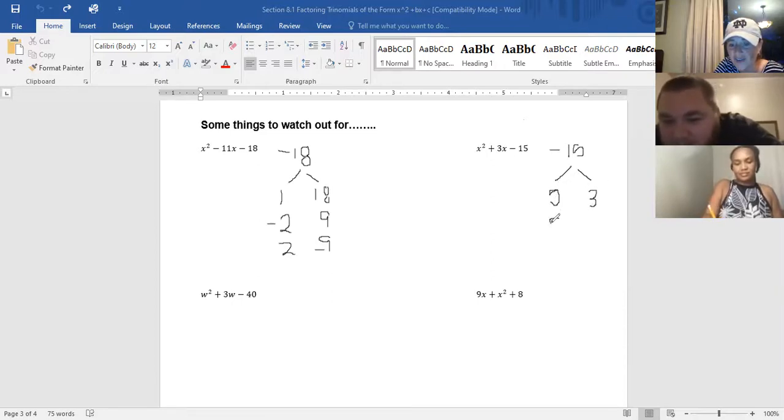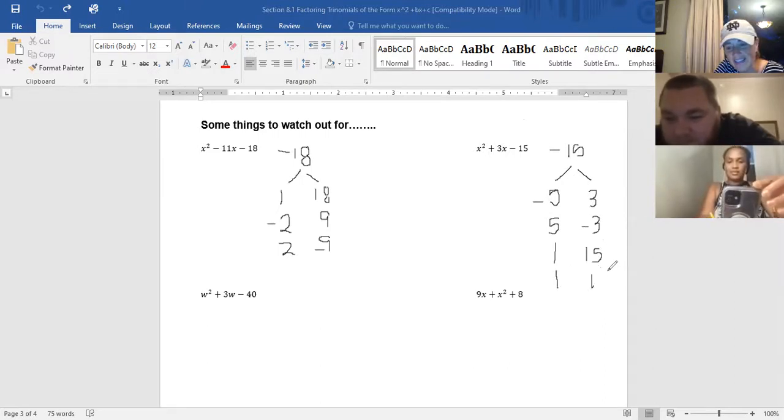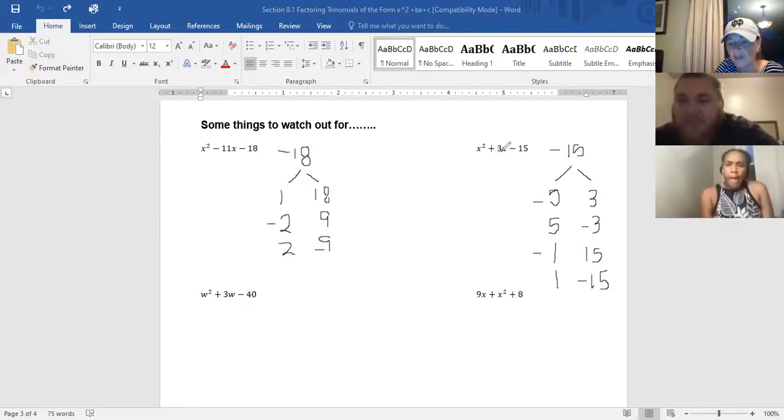And then you're writing these down and you're like, wait a second, none of those add up to negative 2 or positive 3, right? The other one's 1 and 15. But when you do it and you're like, wait a second, none of these are working, then it's prime. If you've written all the factors out and none of them add up to that middle term, it's prime.